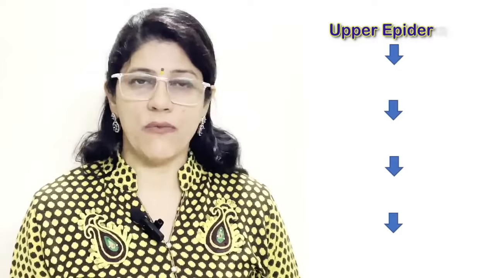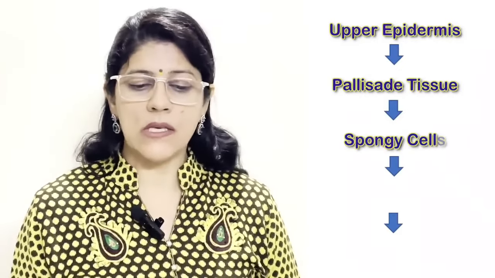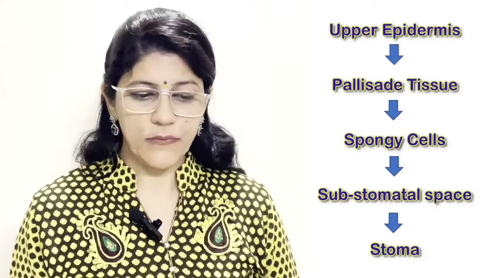So first is spongy cells, upper epidermis, stoma, palisade tissue and substomatal space. So underlined word here is upper epidermis. So upper epidermis is the first word, then palisade tissue, spongy cells, substomatal space and last is stoma.